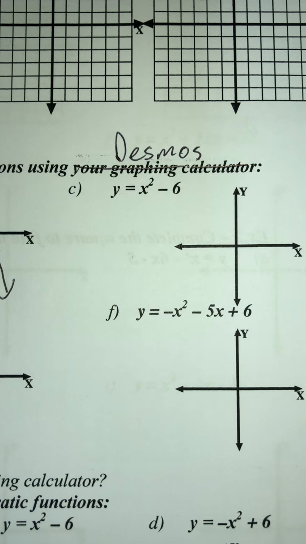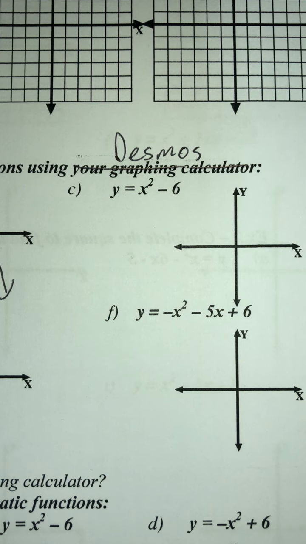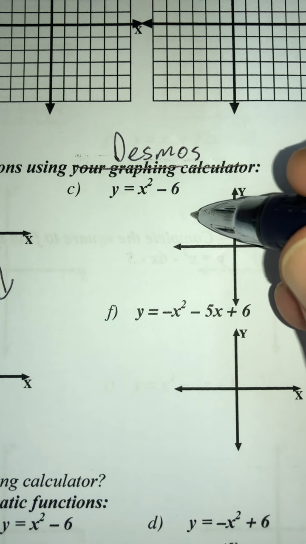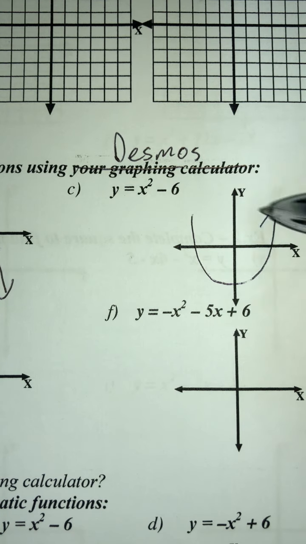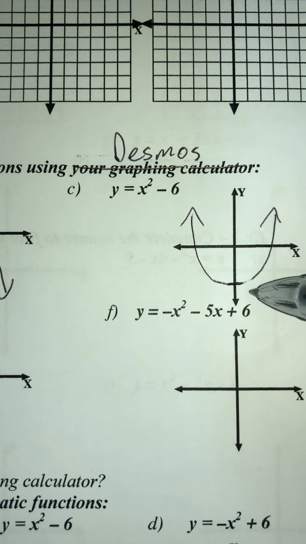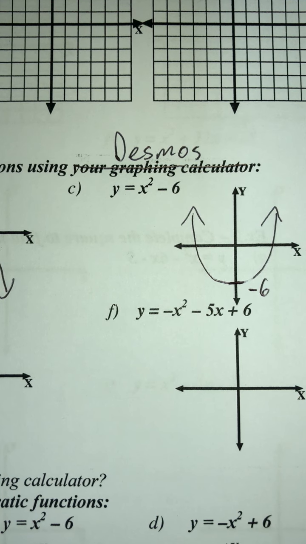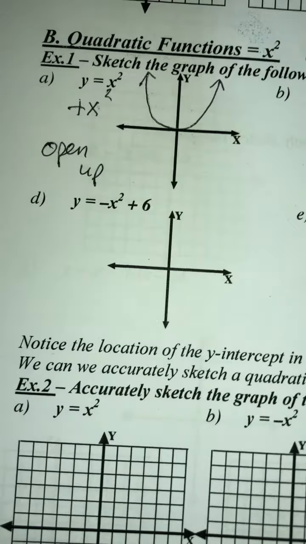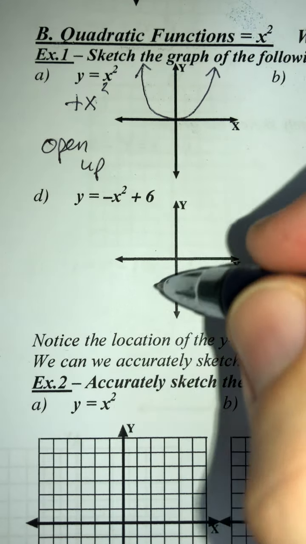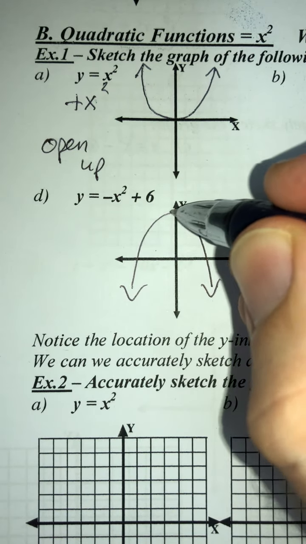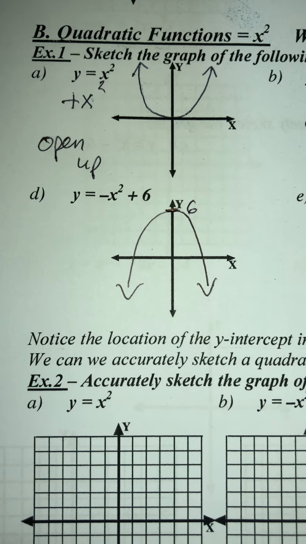Then if we do something like this, it's positive, so it's opening up, but the negative 6 tells me it shifts down 6 spots. So it's going to look something like this, where this point down here is at negative 6. And you can keep going on. So this one is going to open down because it's negative, and this point up here is going to be 6.